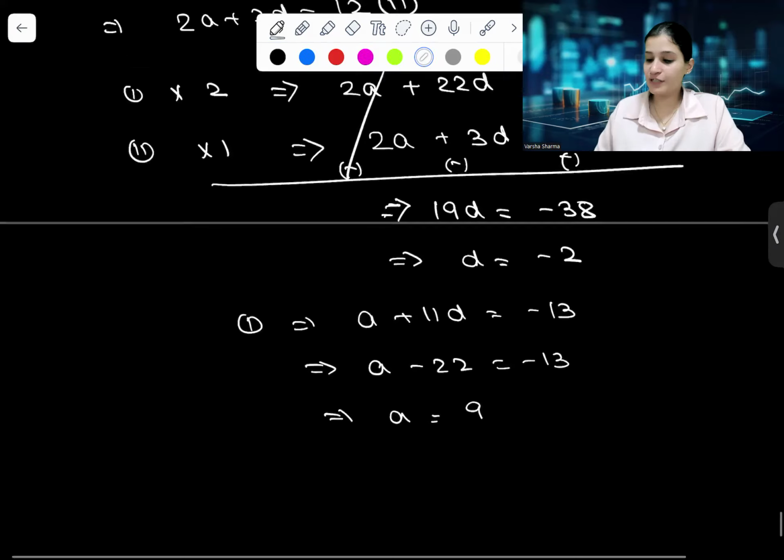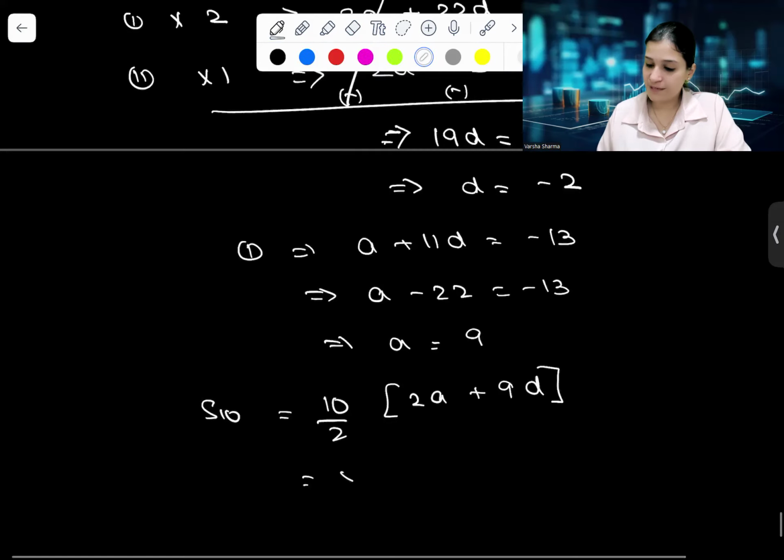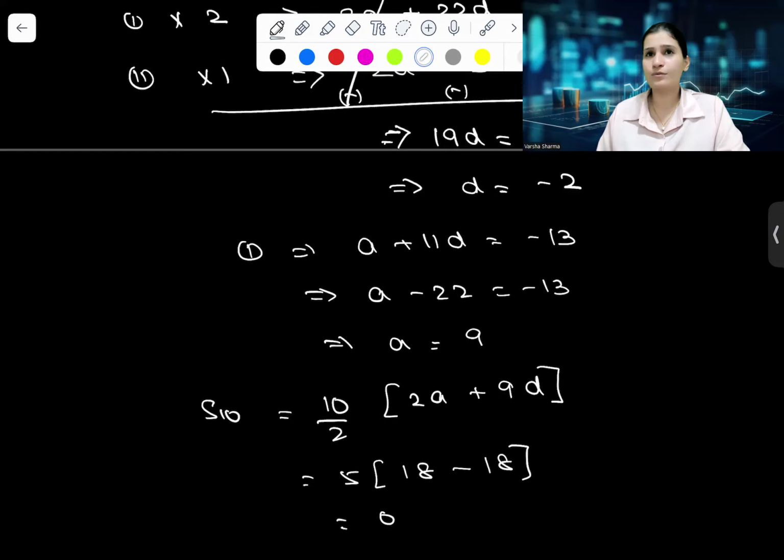What is the sum of first 10 terms? S10, n by 2, 2A plus 9D, 5 into 18 minus 18. Answer is 0.